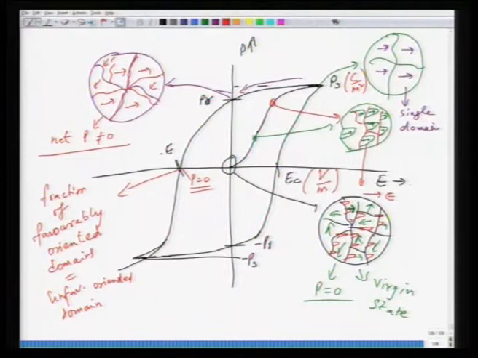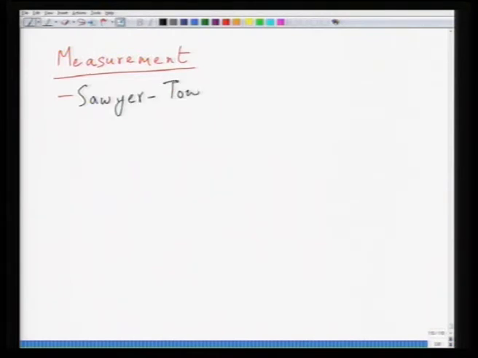These are the units which you need to remember. Now, the next question is, how do you measure the ferroelectric hysteresis loop? The measurement of hysteresis loop is essentially based upon a Sawyer-Tower circuit, who basically developed this methodology to measure the ferroelectric polarization. So, this is the circuit diagram.